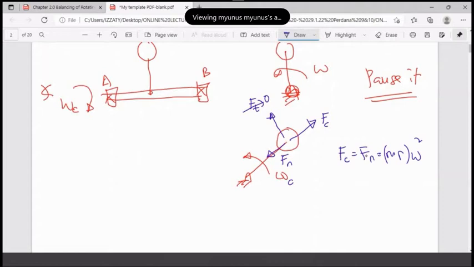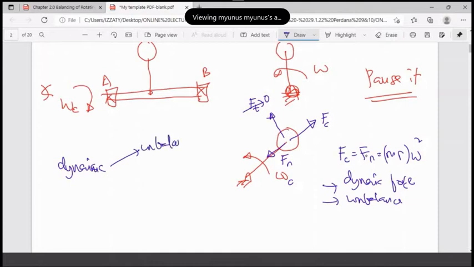So what is the Fc? This one is basically a dynamic force. And we also call it the unbalanced force. It's a dynamic force, but unbalanced force. So in conclusion, when I say dynamic force, it can represent the unbalanced force. It can also be the unbalanced force, force on shaft, or also force on bearing.